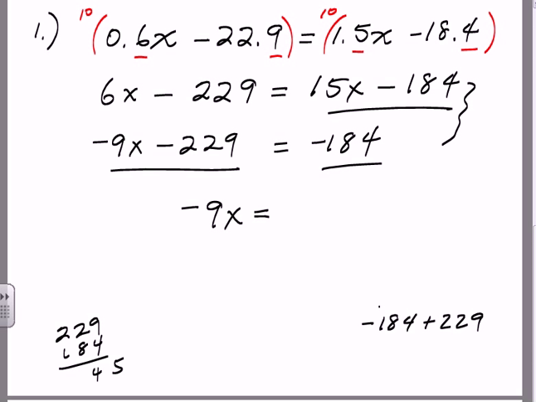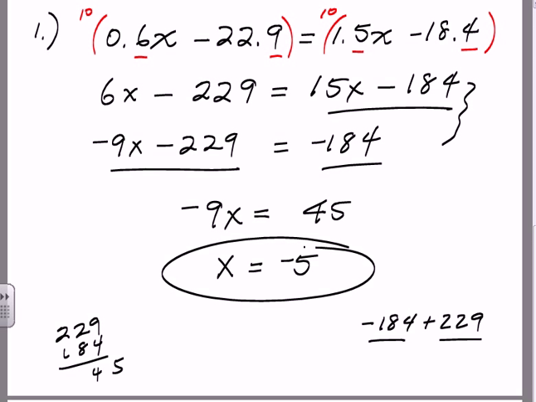The difference is 45. That's the number part, and then the sign depends on which number is bigger. Ignoring the sign, I go, oh, the positive is bigger, so we get a positive 45. Divide both sides by a negative 9. X equals a negative 5. From this point on, there's nothing but problems that you already know how to do.